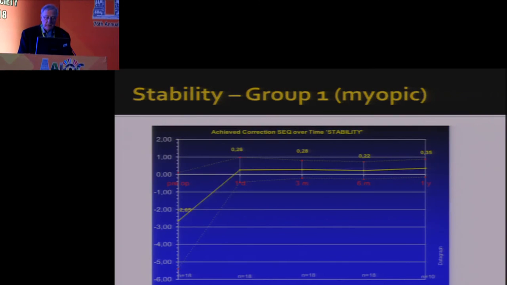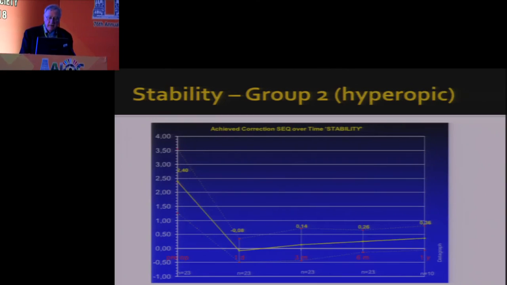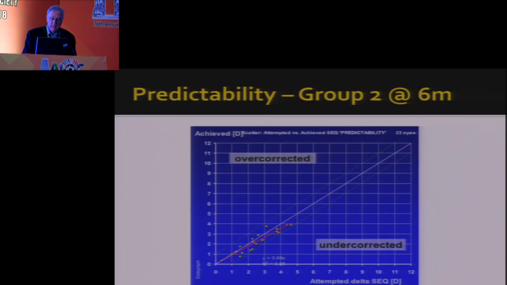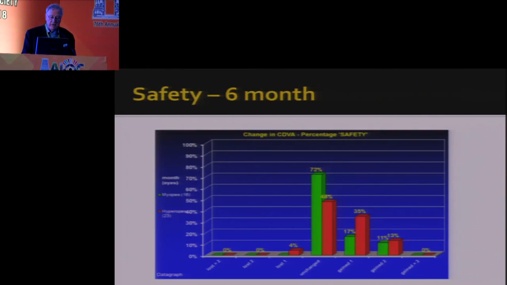Stability in the myopic group is nearly stable after 1 year. And in the hyperopic group, there seems to be a regression. Predictability in the myopic group after 6 months is quite stable. And in the hyperopic group, you get undercorrections of more than +3 to +4 diopters.